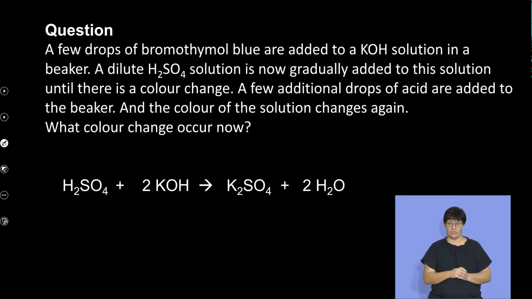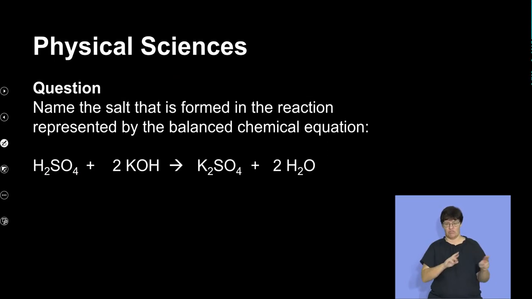Okay, so it says here, this color change will be from neutral, which was pale green, to yellow. Okay, that was the color change that takes place. And then, obviously, this is our balanced equation for the neutralization reaction that would have occurred, right?